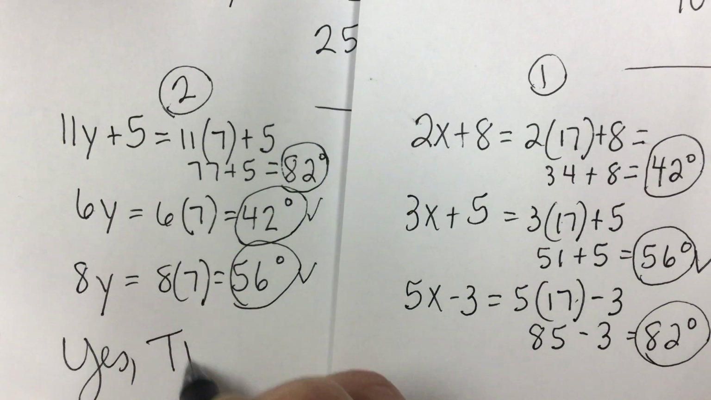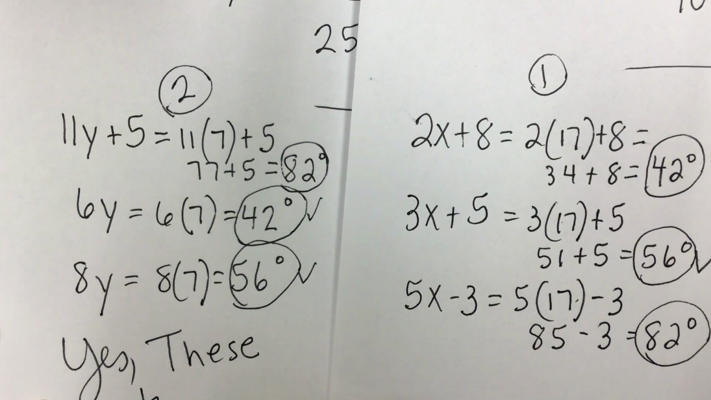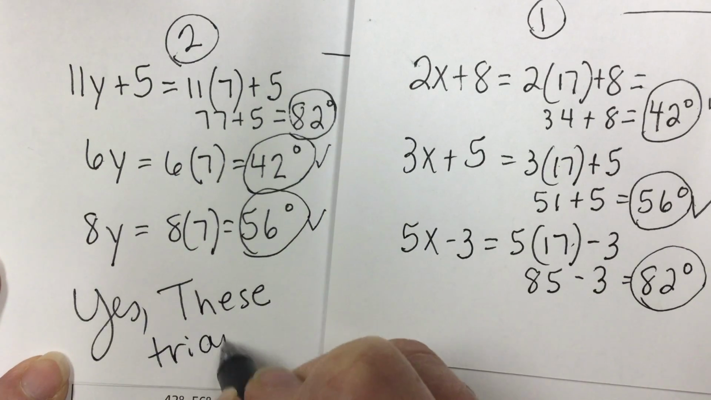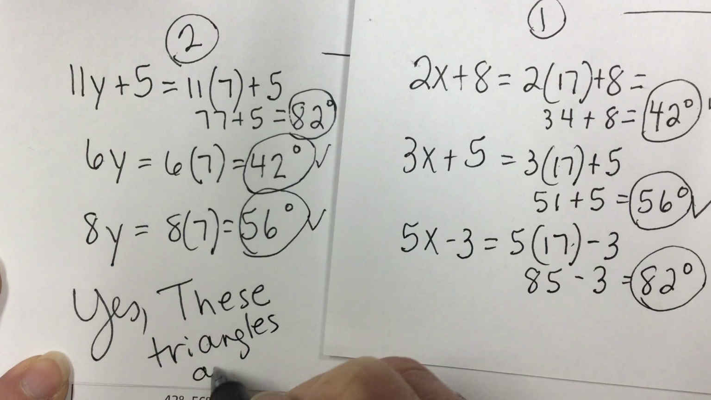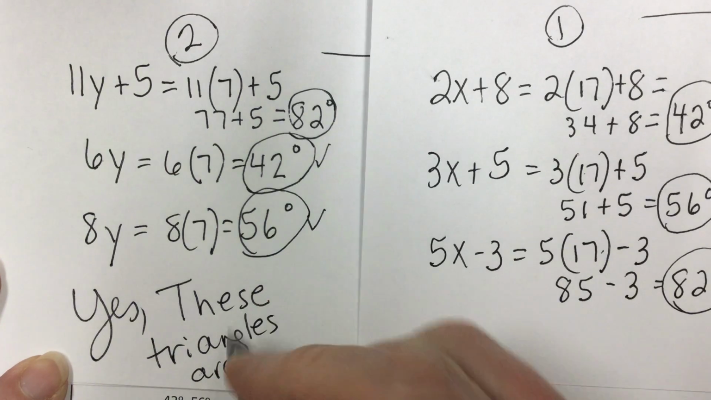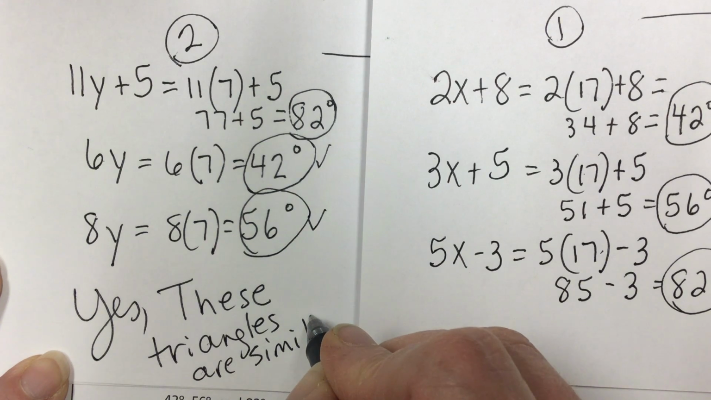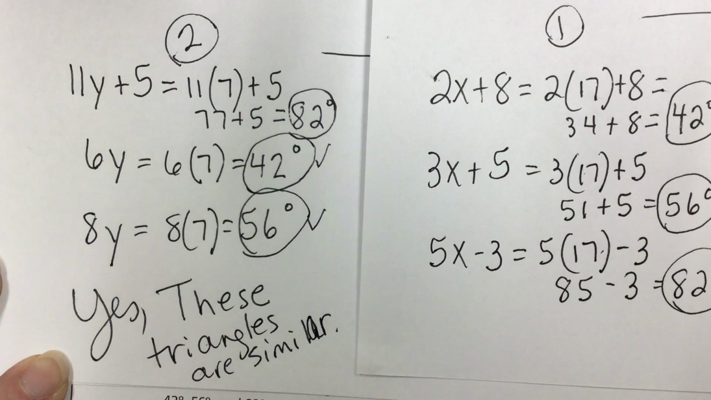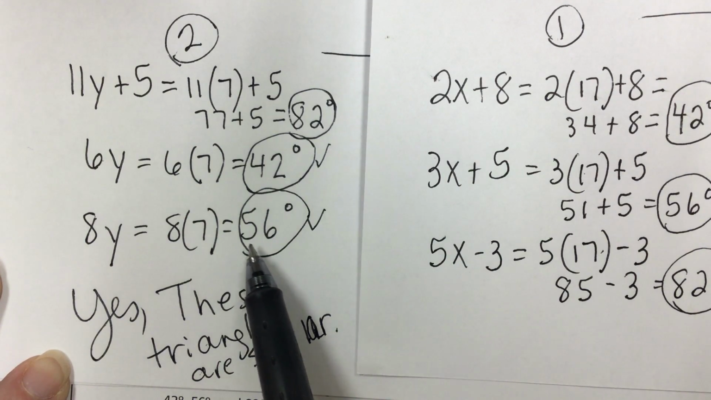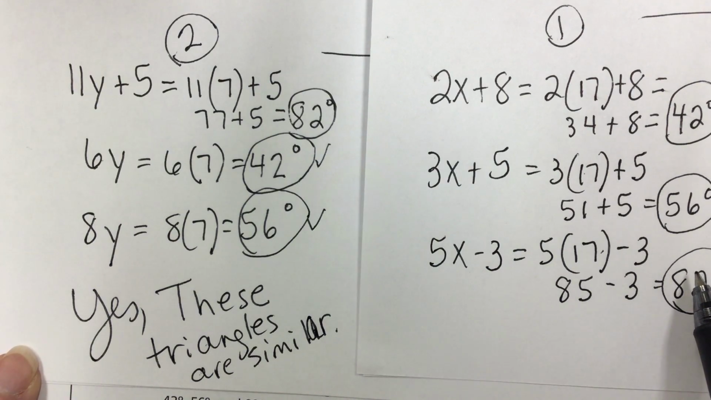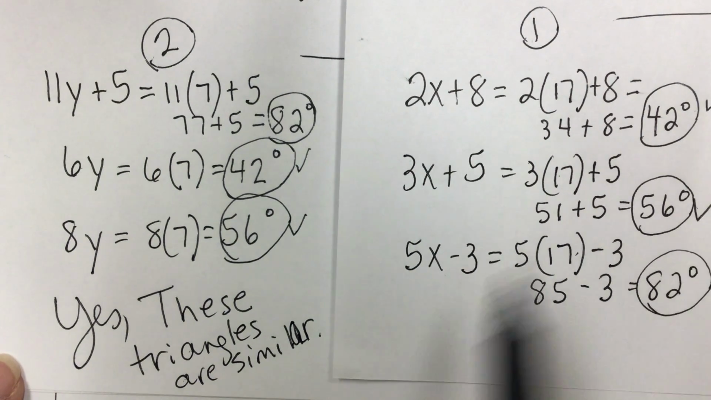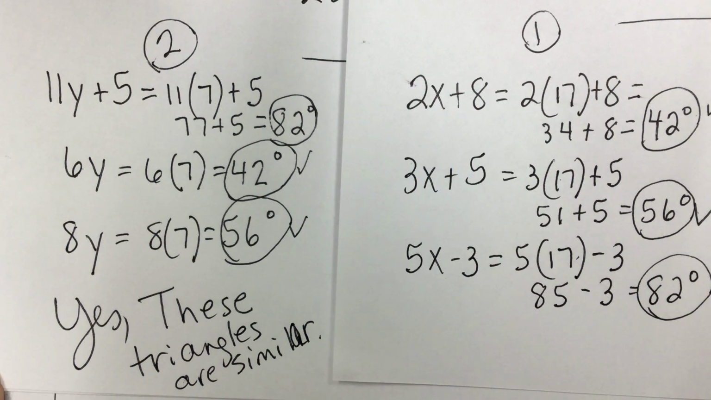Yes, these triangles are similar because two angles of one triangle are congruent to two angles of the other triangle. So yes, these triangles are similar.